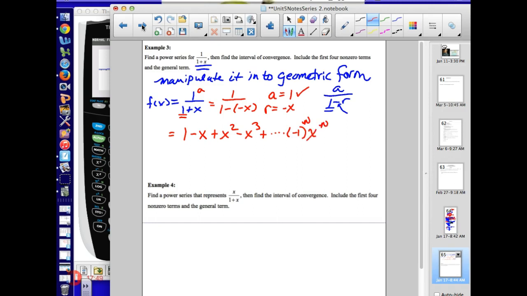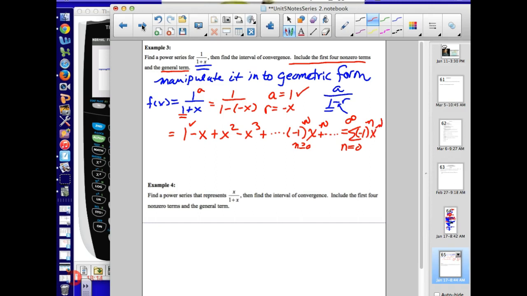Let's make sure. I'm going to have to start this at n equals 0 to generate -1 to the 0. So I'm going to write n greater than or equal to 0 there, plus dot, dot, dot. So what I've just found is my first 4 non-zero terms, the general term, and the actual power series is the sum as n goes from 0 to infinity, -1 to the n, x to the n.